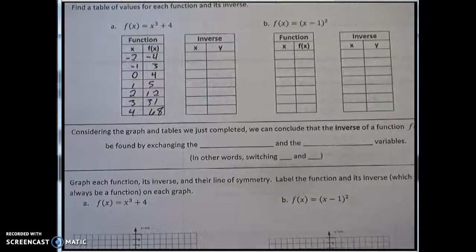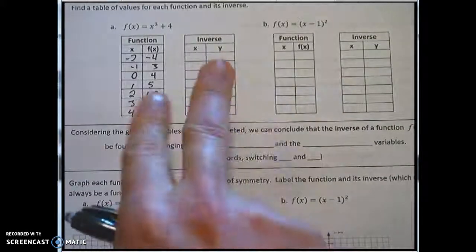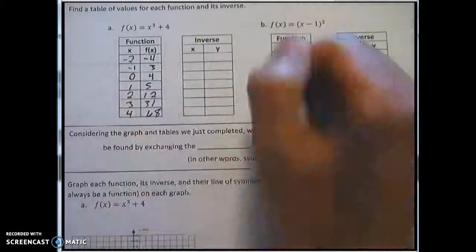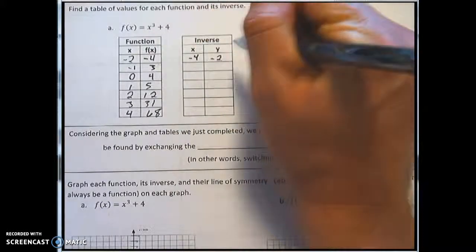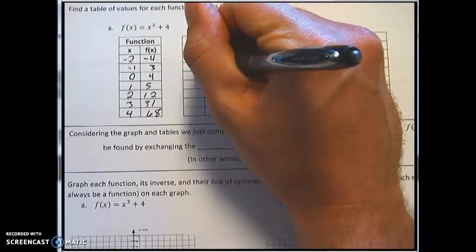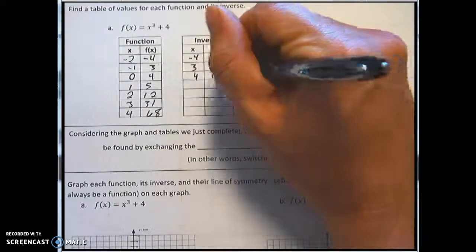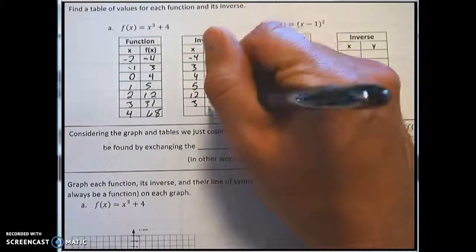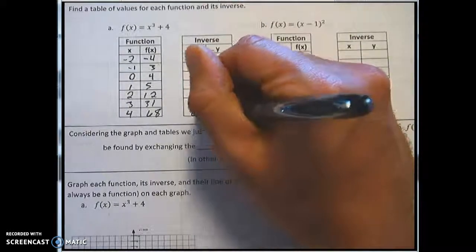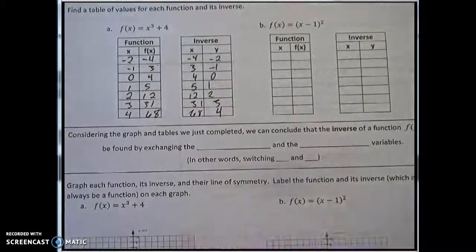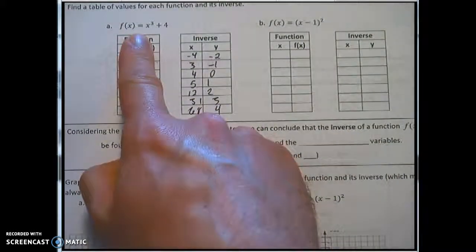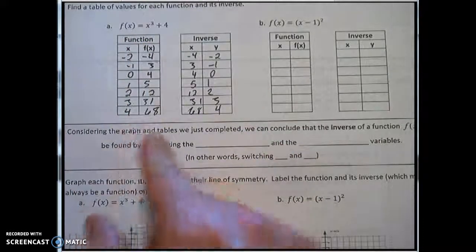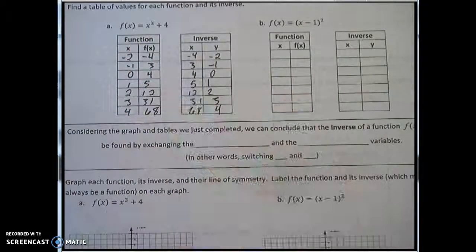Now the first major takeaway about inverses that I want you to take with you after this video is that to find the inverse, you simply flip the x and the y. So -2, -4 becomes -4, -2. -1, 3 becomes 3, -1. This is 4, 0, 5, 1, 12, 2, 31, 3, and 68, 4. So first major takeaway, you've got a function. To find the points that define the inverse, just flip the x and the y.